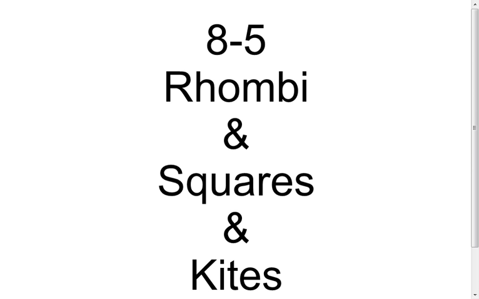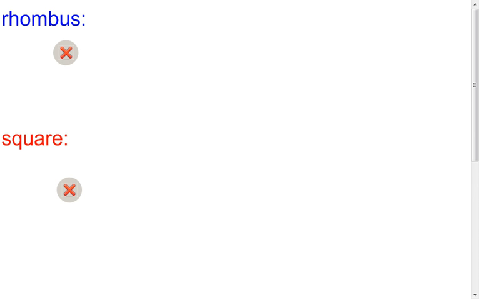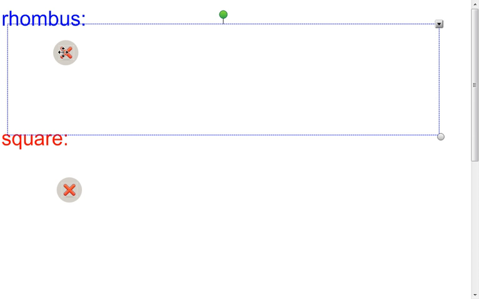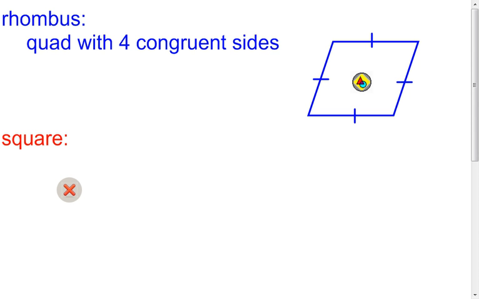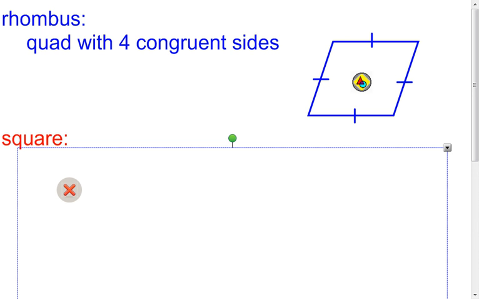As you can see in this lesson, we're going to look at rhombi, squares, and kites. So first we have to figure out what these three figures actually are. The first one, the rhombus, is a quadrilateral where all four sides are congruent. I have one little example there showing a rhombus, and you can see the little tick marks on each side showing they're congruent.